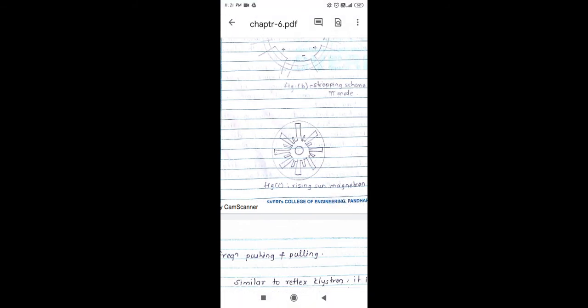So here you can observe the diagram for the rising sun magnetron. In this diagram, the anode cavities are designed to be dissimilar, and only the dominant mode with 2 pi phase will be effective. The adjacent cavities oscillate at widely different frequencies, and hence separation will be quite effective.